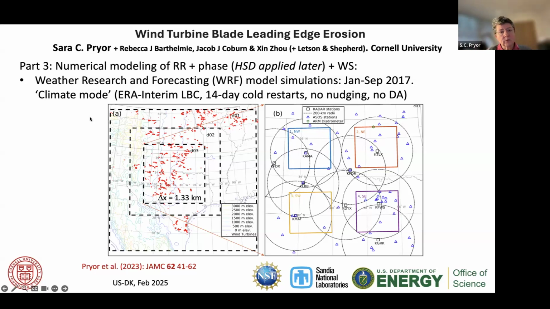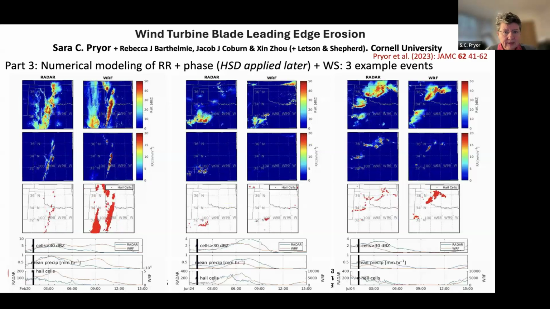By climate mode, we're using ERA interim lateral boundary conditions to force the domain 1. We're doing 14-day cold restarts. We're not doing any nudging and we're not doing data assimilation. So we're trying to say, if we ran this model in a quote climate mode, how well will it run? We use the Milbrandt-Yau microphysics scheme.